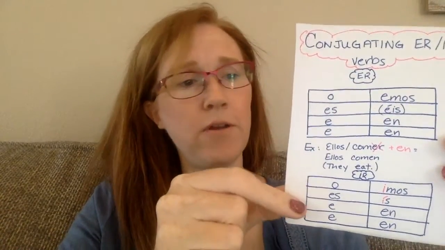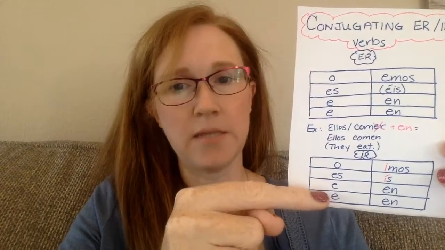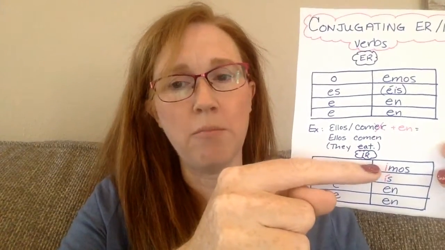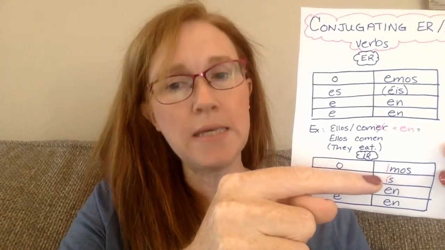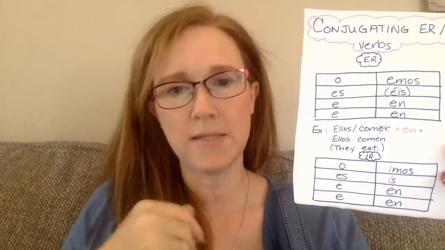Down here we have a very similar pattern. O, es, e, same thing as this one up here for the ER verbs, but IR verbs don't have emos, they have imos, is, en, okay? So we've got o, es, e, imos, is, en.